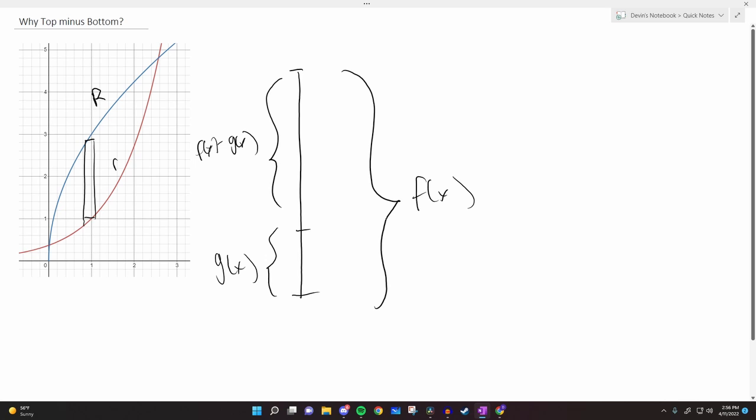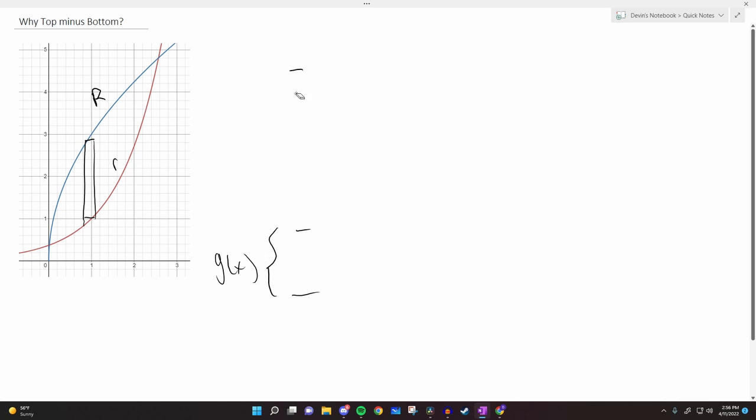And this applies to graphs that look like the one here on the left, where big R is the distance from the top graph to the x-axis. The distance of this rectangle would be top minus bottom. So the big R is represented by the distance from the x-axis to that blue line. The little r is the distance from the x-axis to the red line.